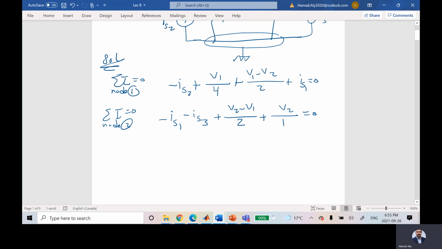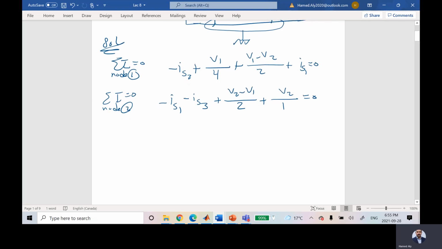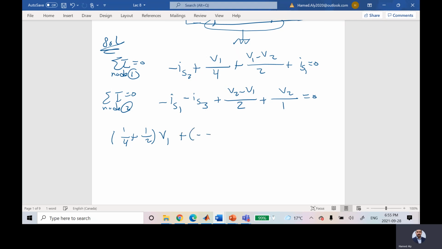If I try to rearrange these two equations, equation 1 and equation 2, and rewrite them in a nicer format, I will have (1 over 4 plus 1 over 2) multiplied by V1, because I have here 1 over 4 and 1 over 2. And I have negative 1 over 2 times V2, so I will have plus negative 1 over 2 multiplied by V2, and I will move IS2 and IS1 to the other side. So I'm going to have IS2 minus IS1.